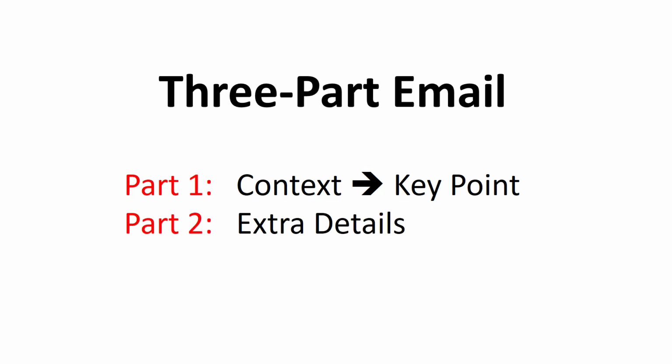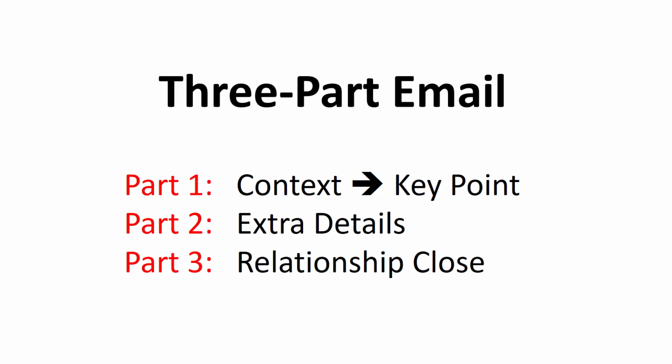Part 2 of the email is the extra details. Some emails don't need extra details, so this part can be omitted. However, some requests are more complex, so you might need a list or a paragraph to explain those details. Part 3 is the relationship close.